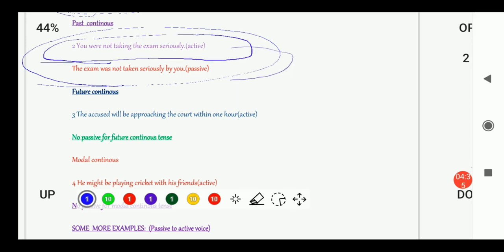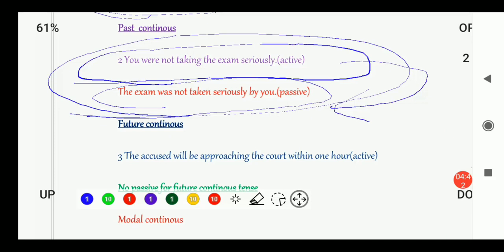This is the active form verb. On converting it into the passive form, the exam is the object, as you already know that. The exam is the object. It will come at the starting of the sentence. You will come at the end of the sentence.